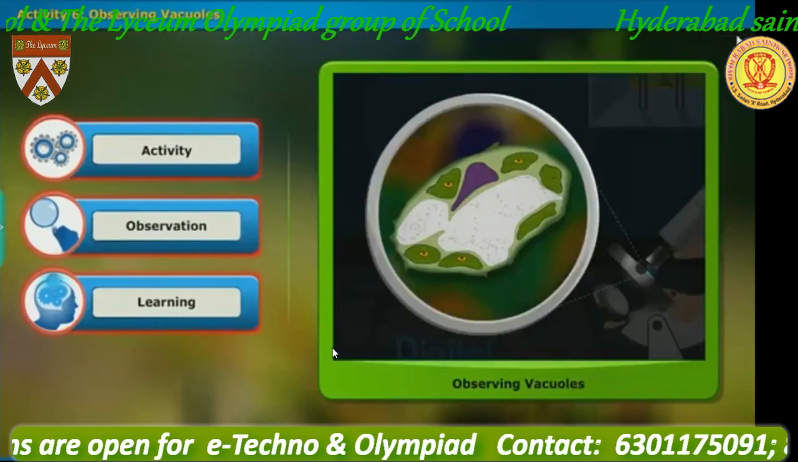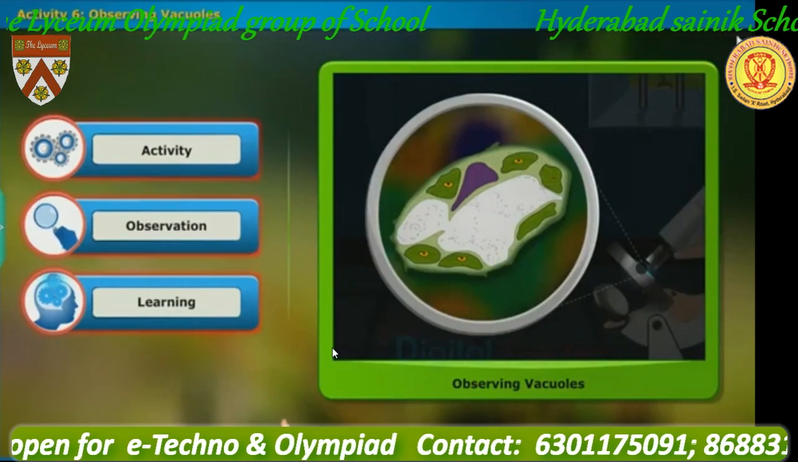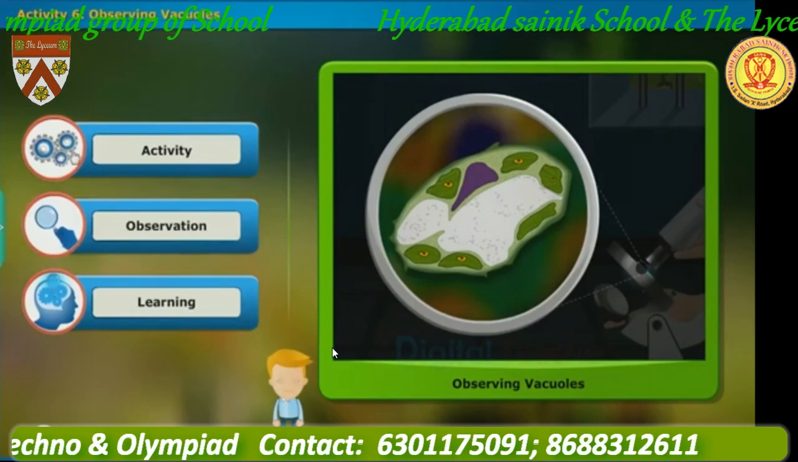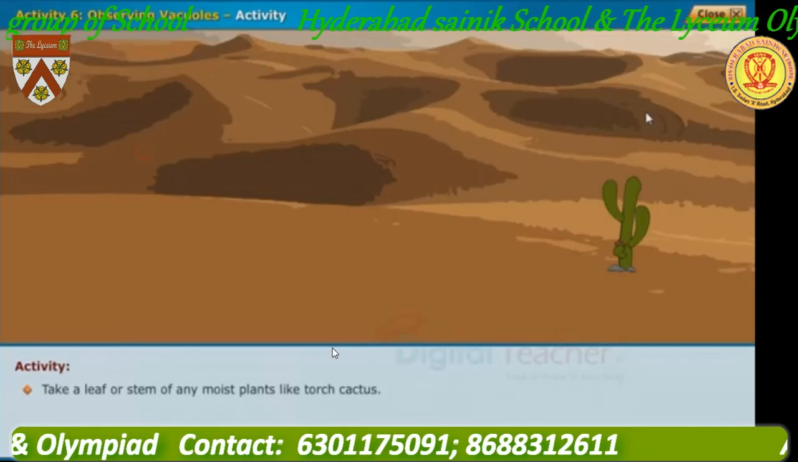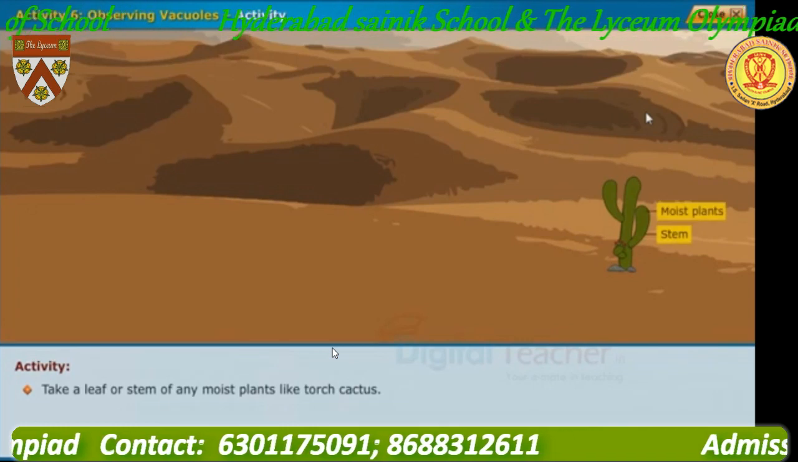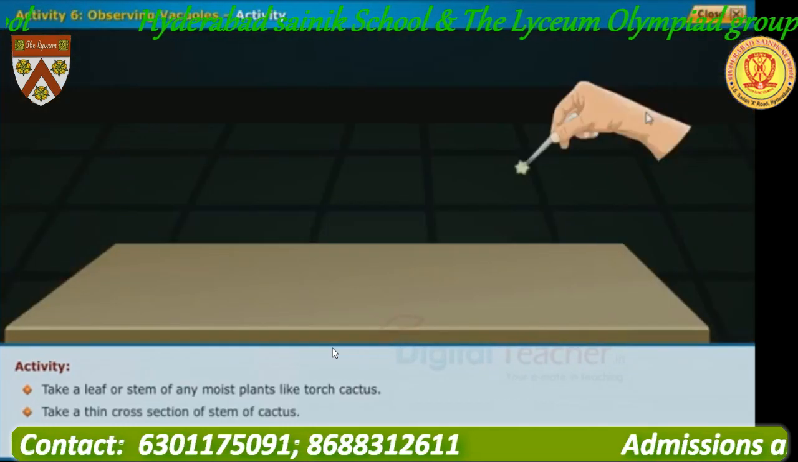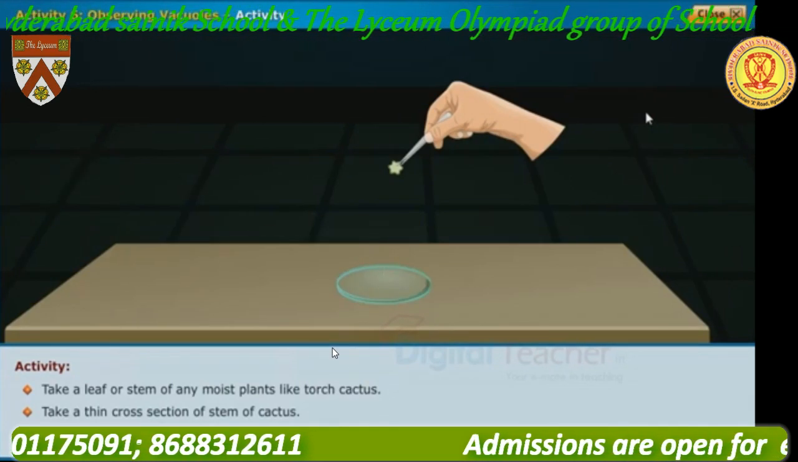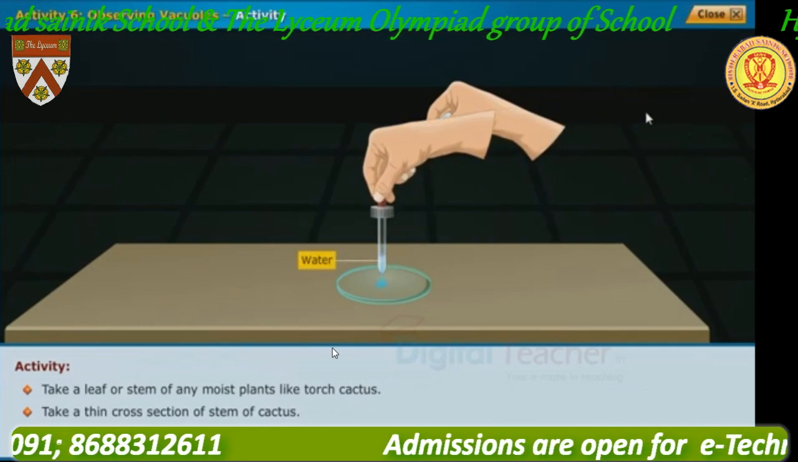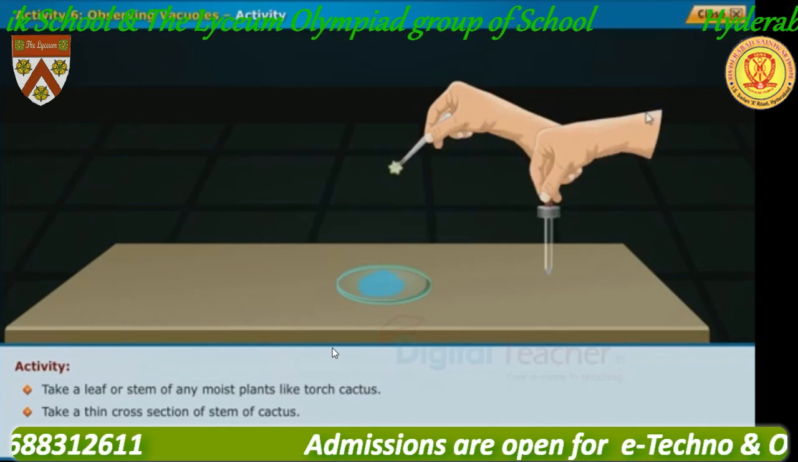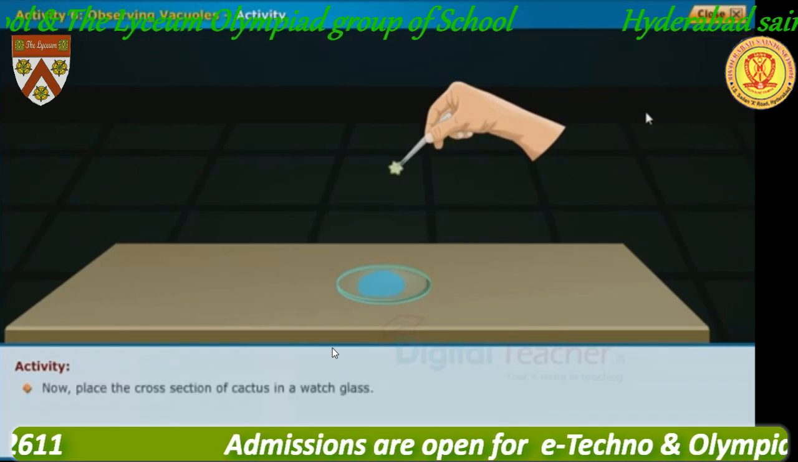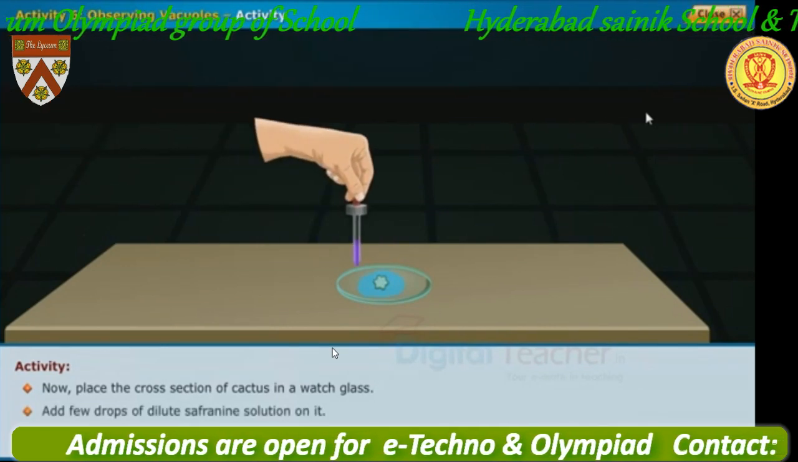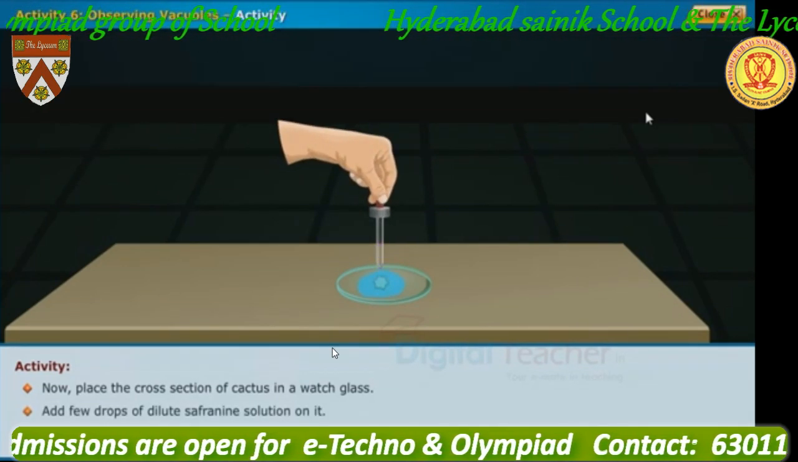Here, let us perform an activity to observe the vacuoles in cactus leaf. Click each tab to know more. Take a leaf or stem of any moist plants like torch cactus. Take a thin cross-section of stem of cactus. Take a watch glass and add few drops of water in it. Now, place the cross-section of cactus in a watch glass. Add few drops of dilute safranin solution on it.